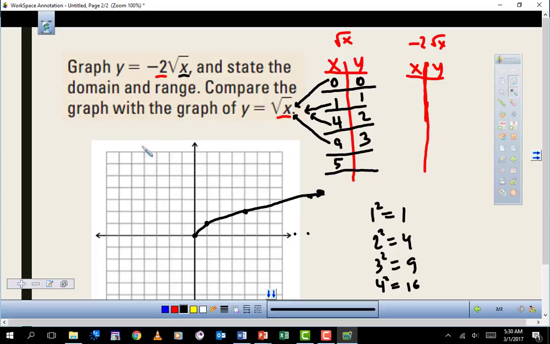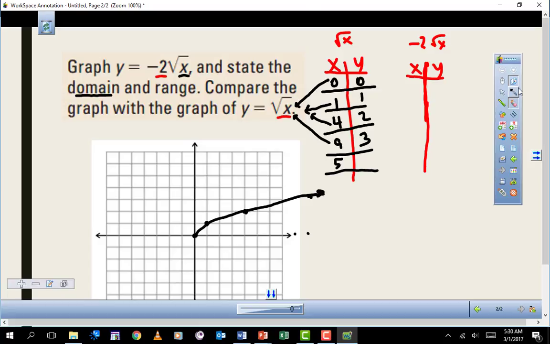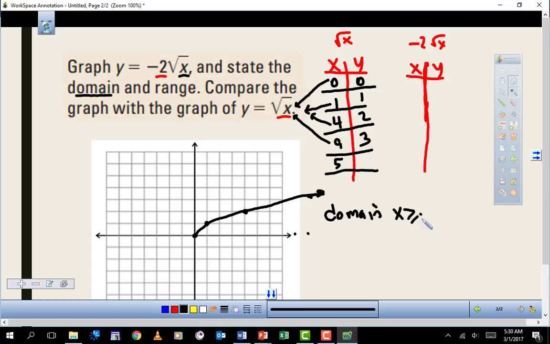And just as we said before, the domain for this one and the range, those are some of the things we should answer. Erase this now. And so the domain for this one, we're going to say x is greater than or equal to 0. And the range, we're going to say y is greater than or equal to 0.